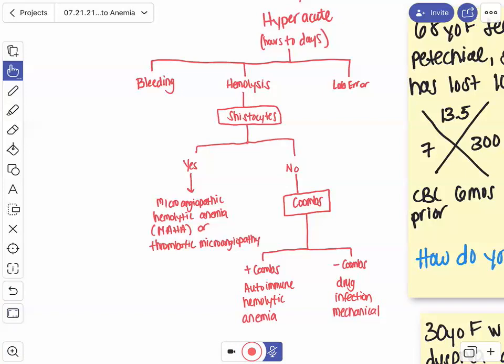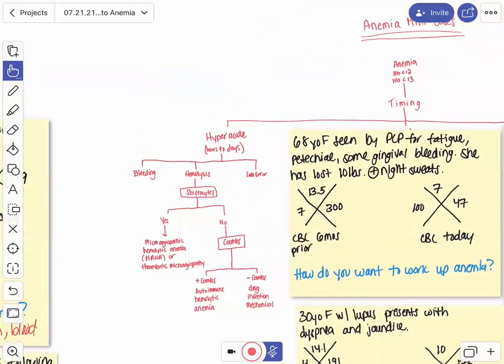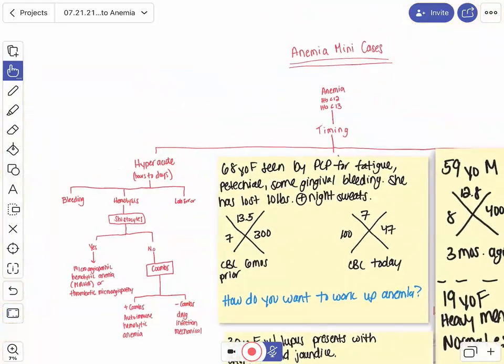Okay. So we talked about hyperacute anemias. What do you want to do next? Acute or chronic? Acute. Great. So we'll jump into our next section.